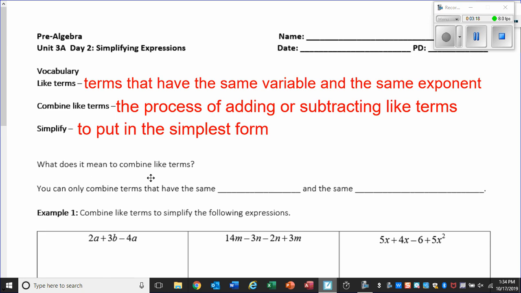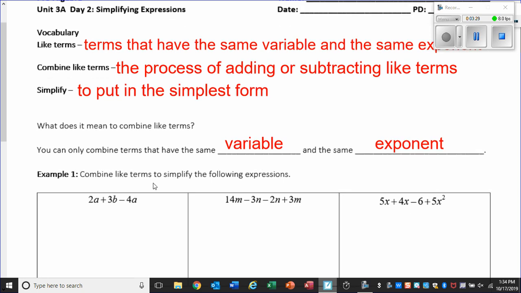So what does it mean to combine like terms? You can only combine like terms that have the same variable and the same exponent. Okay? So in example 1, we'll go ahead and combine. Now combine actually means to add, but we can also subtract the same way. Okay? And that is how we're going to simplify. Just by combining like terms will allow us to simplify the expression.